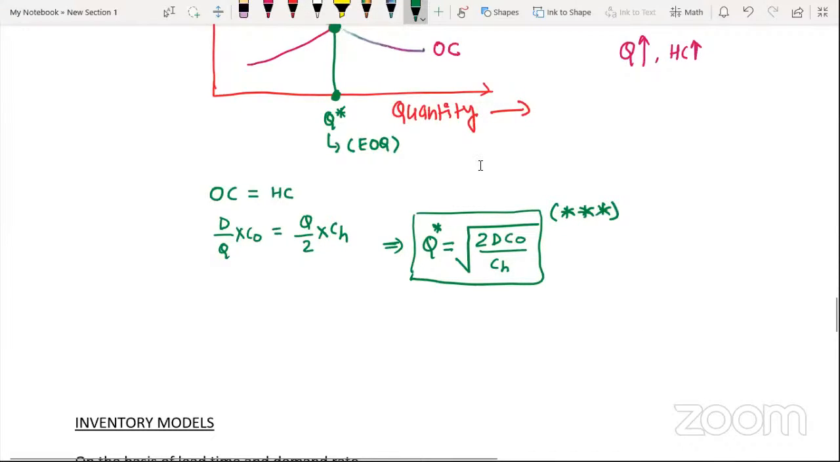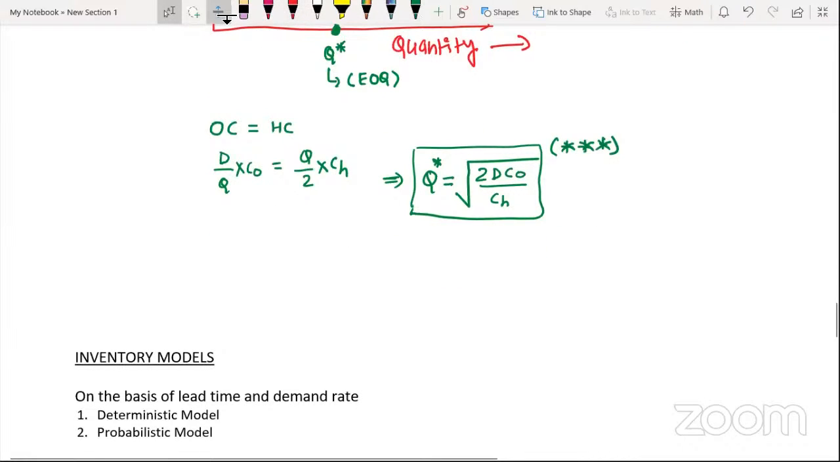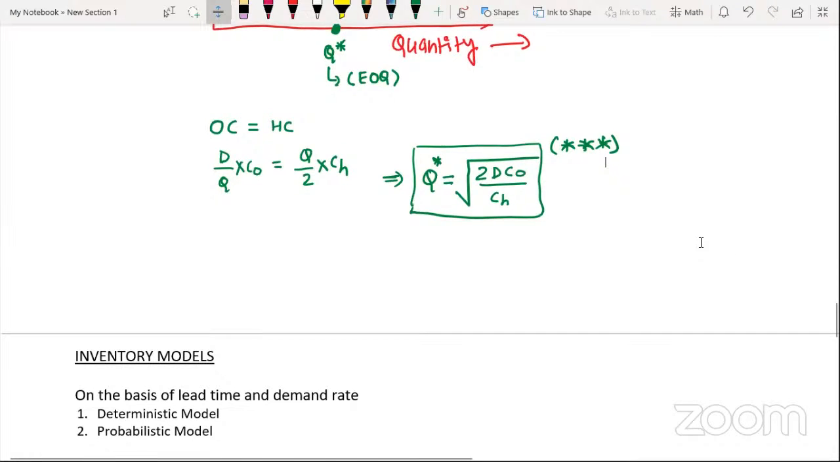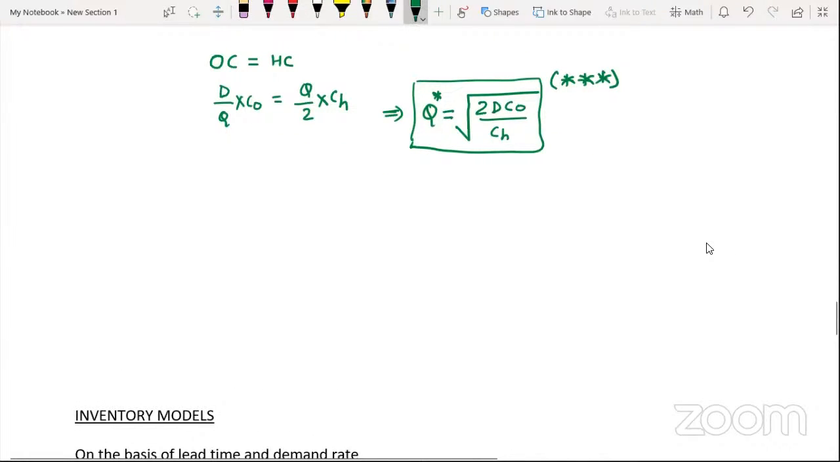And now, at this Q star, what should be the cost? From the graph, we have seen that at Q star we are going to get the minimum cost. So at EOQ, our total inventory cost, TIC, becomes minimum. That's why we denote it with TIC star. TIC star means minimum inventory cost.